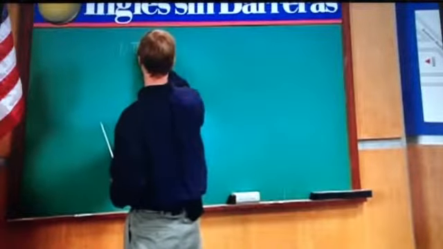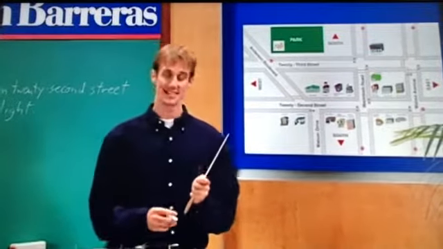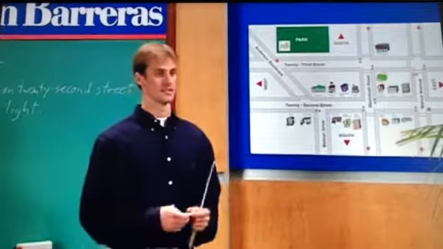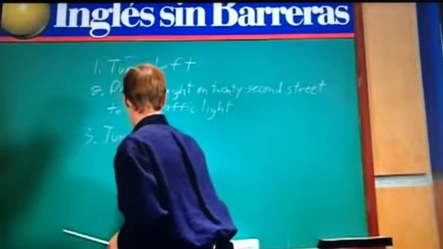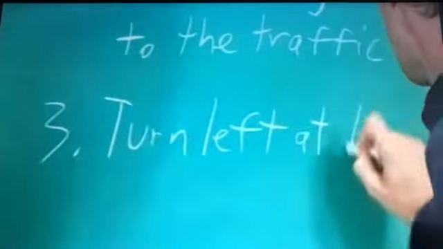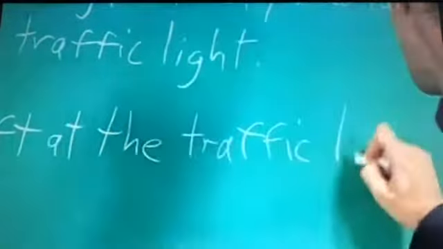Ah, remember, use a simple sentence. She needs to turn left. Very good. Turn left. Drive straight on 22nd Street to the traffic light. Good. She is driving. So you use drive. And the traffic light is important. It is easy to see when you are driving. What's next? Turn left at the traffic light.